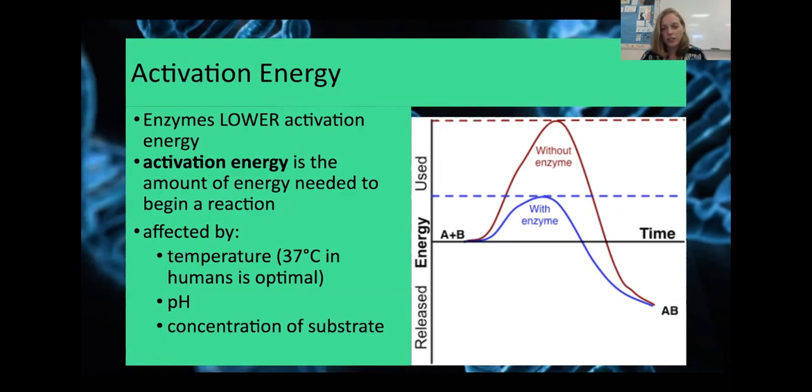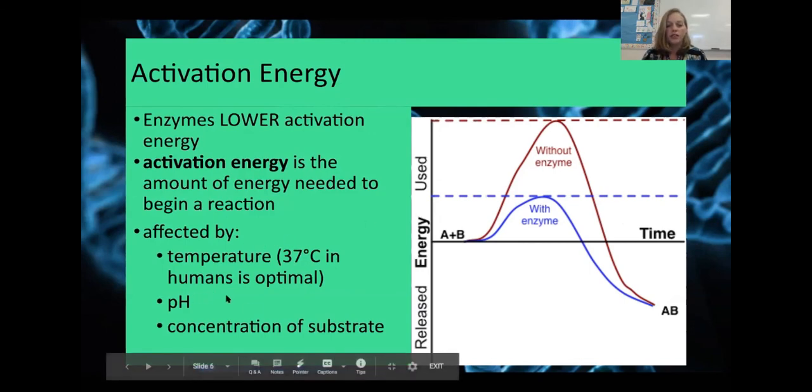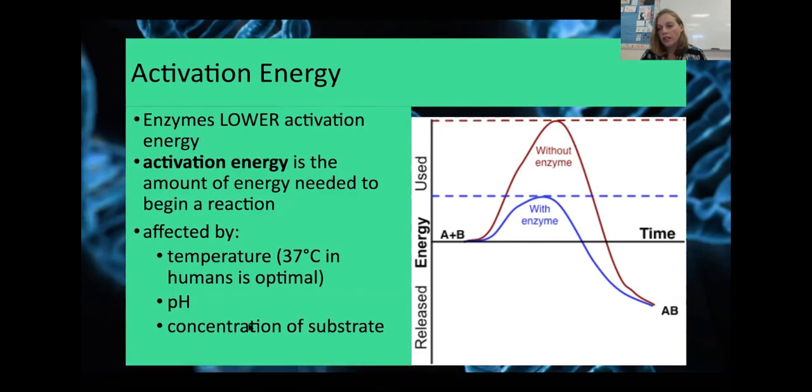Now, activation energy is affected by three things: temperature, pH, and concentration of substrate. I mentioned that enzymes and substrate don't have brains. They can't actively seek each other out, right? So the concentration of this substrate has to be high enough so that you have a good chance of that substrate finding that active site and joining that enzyme for the reaction.